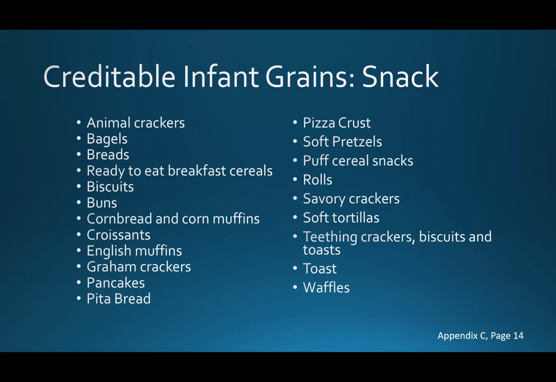Additional grain foods may be served at snack. The following are creditable infant grain-based foods at snack only: animal crackers, bagels, breads, ready-to-eat breakfast cereals, biscuits, buns, cornbread and corn muffins, croissants, English muffins, graham crackers, pancakes, pita bread, pizza crust, soft pretzels, puff cereal snacks, rolls, savory crackers, soft tortillas, teething crackers, biscuits and toast, and waffles.